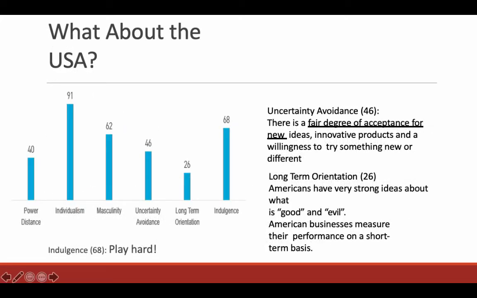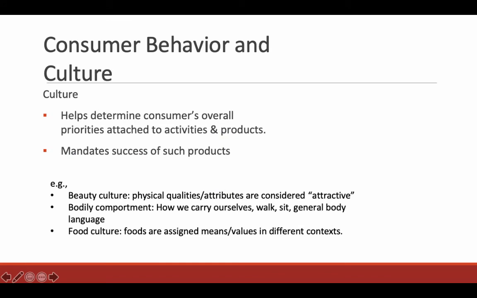Uncertainty avoidance, there's a fair degree of acceptance for new ideas. We tend to see some openness there, a willingness to try new and different things. And we've definitely gone up there, because if you look at the history of things like the invention of the telephone and some other inventions, people were a little bit slower to adapt to it and accept it. Now we're much quicker at accepting new ideas and new technology and things like that. So long-term orientation, we're kind of low. We tend to have a strong idea about what's good and evil, but we tend to measure performance on short-term perspectives, definitely. Overall, just note that culture helps determine consumers' overall priorities, right?